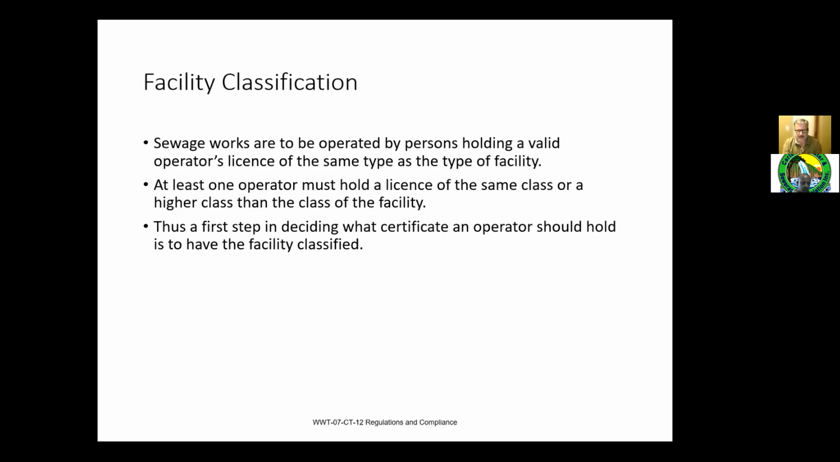For a level 4 facility classification, you are required to have at least a level 3 operator, working towards the same level as the plant, and then everyone else in the plant can be certified at other levels. Typically, level 2 operators are used a lot in treatment facilities.